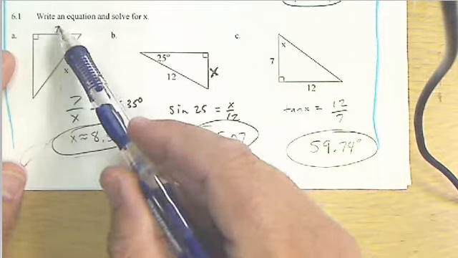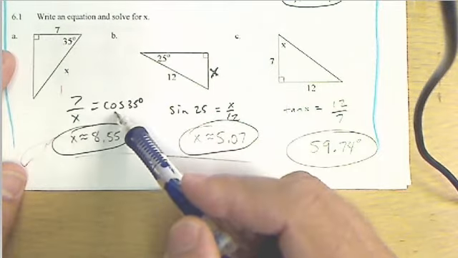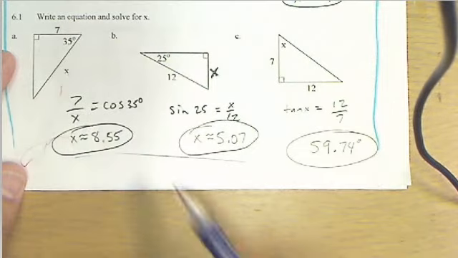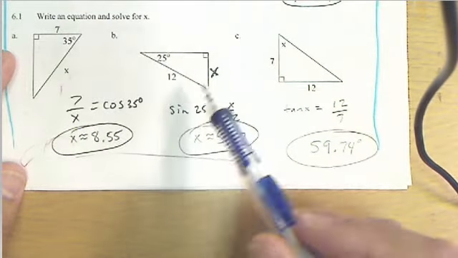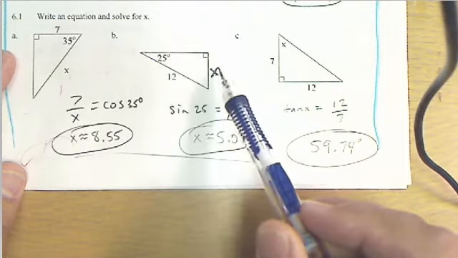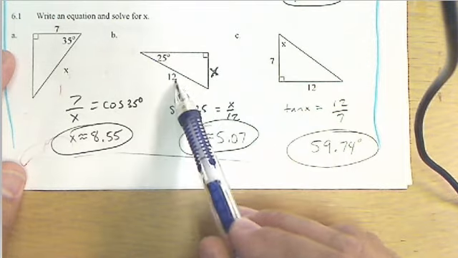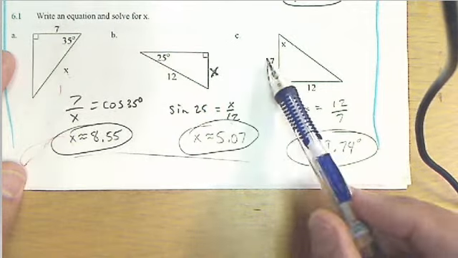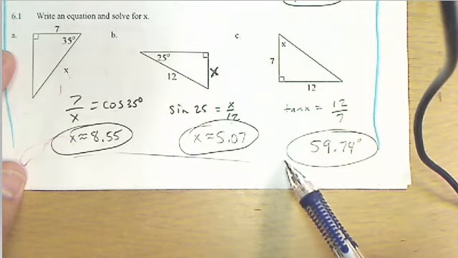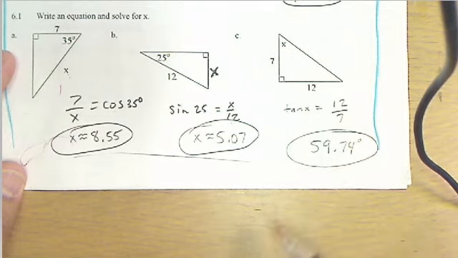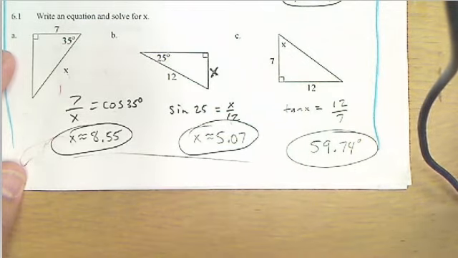I have adjacent over hypotenuse, so that'd be cosine. So the cosine of 35 degrees is the adjacent over the hypotenuse. And then I just solve that. And then the sine of 25 is equal to the opposite over the hypotenuse. And the tangent is just the opposite over adjacent. And on that one, use inverse tan of this number, gives you that. Alright.